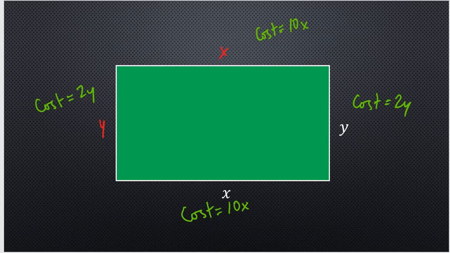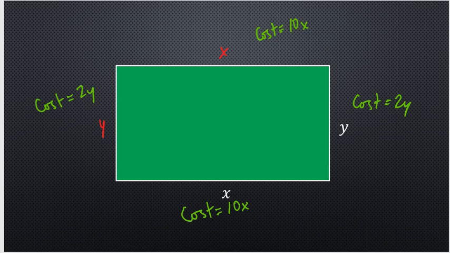So we figured out the cost for each of the four sides of our rectangular plot of land, and we know that in total we have $1,000 to spend on fencing for all four sides. So I can add these guys up, and this has to equal $1,000. So you have 10x plus 10x, or 20x, plus 2y plus 2y, or 4y.